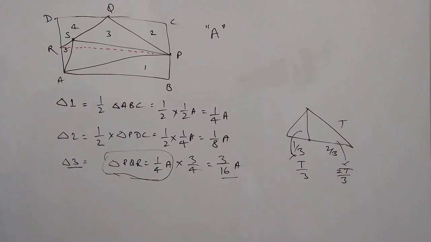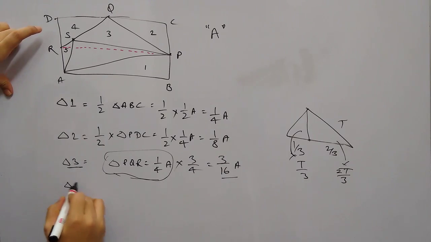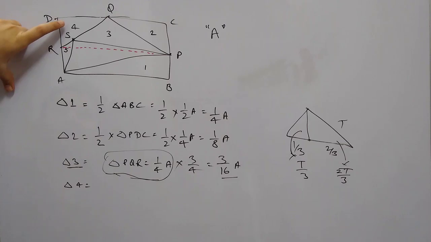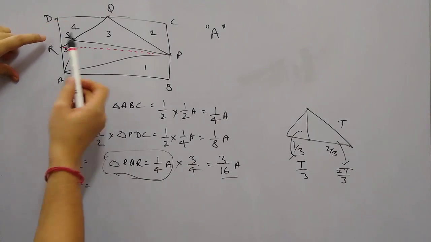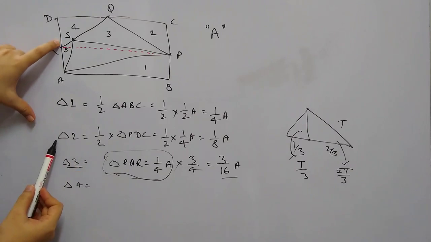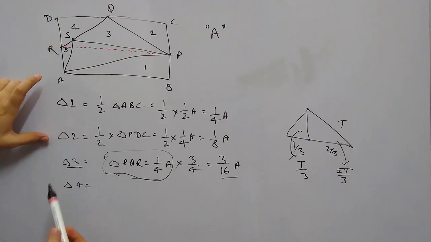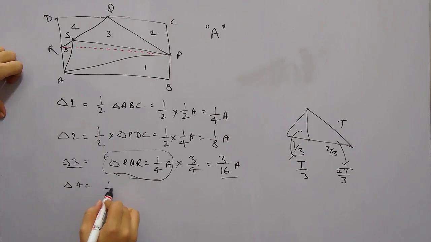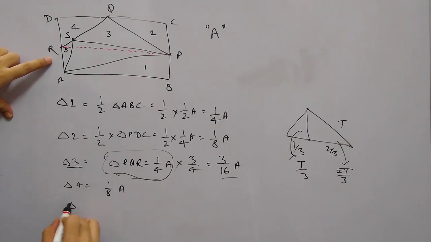Okay, and area of triangle 4. So area of triangle 4 is again you can imagine it is being divided into 1 by 8. Similarly what we did for triangle 2, triangle 4 will also be 1 by 8th of A. Okay, and now we have triangle 5.